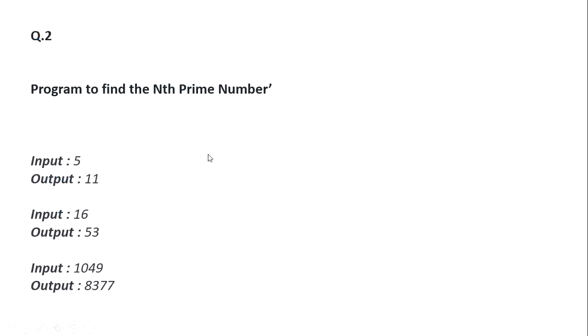Okay, so this is also mostly asked question in many of the companies. Also it was previously asked in Nagarro as well. So the question says, program to find the nth prime number. So basically we have to write a program to find the nth prime number. For example, the input given is 5. So here the value of n given to us is 5.